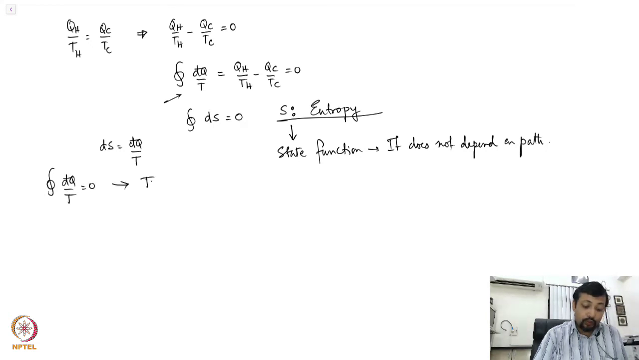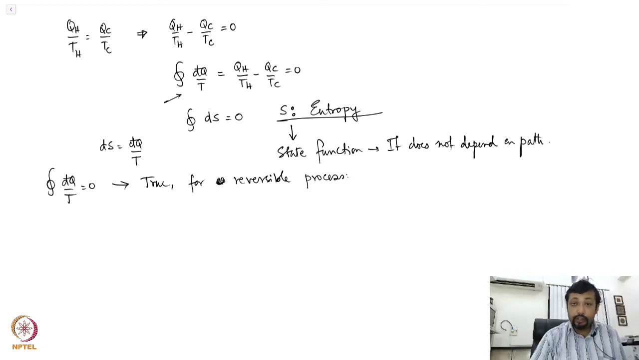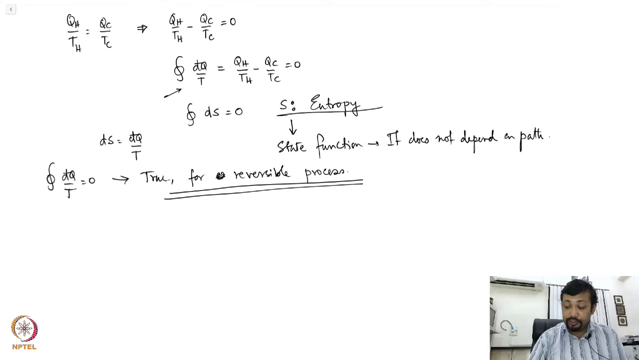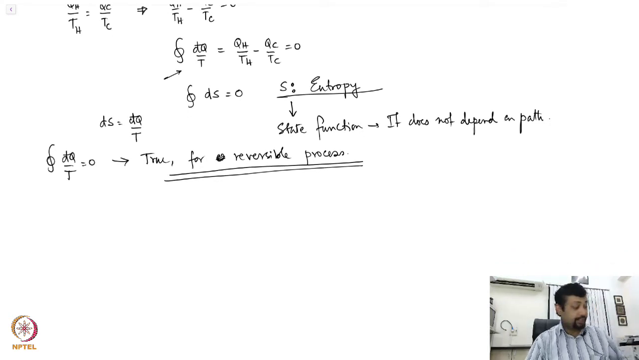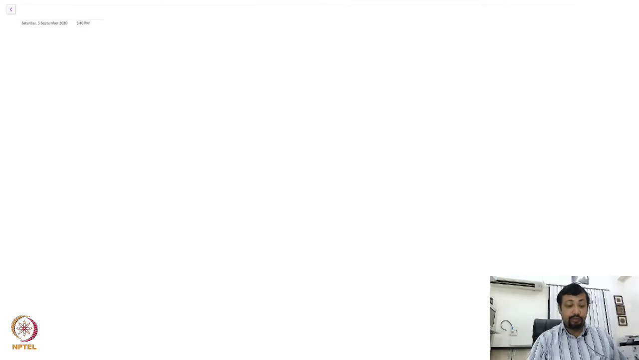But you see, in the whole argument, whatever we did, this integral being 0 is true for reversible processes. In the Carnot engine, all the processes are reversible, so it's kind of an idealized engine, and so this integral is valid. Now my natural question is, if I remove this restriction and my processes are not reversible, then what happens to this inequality? That is what we want to find out.